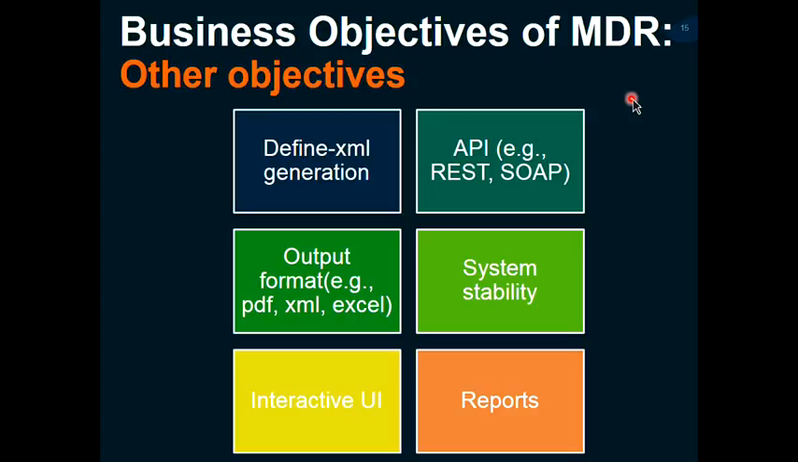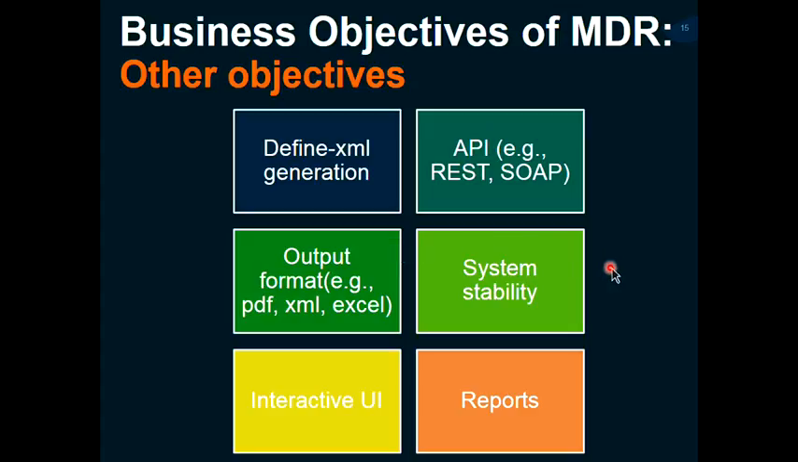Other objectives could be define.xml and API. We believe that API is a very important tool of MDR because using API, MDR could lead to other clinical trial development processes automatically. And also output formats in terms of PDF, XML, and Excel output.